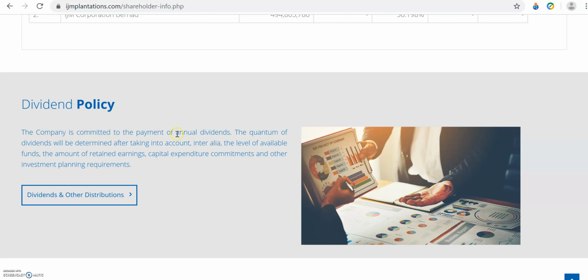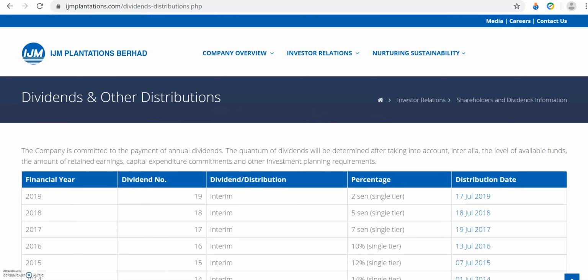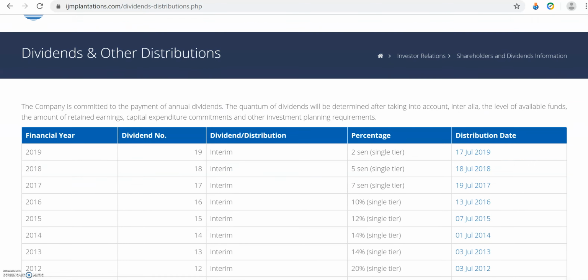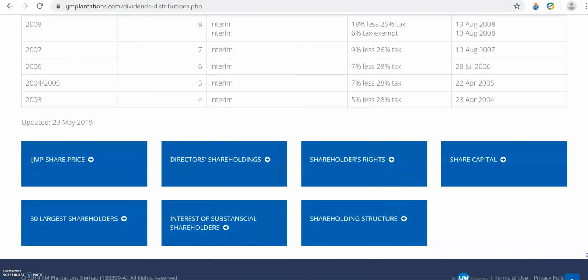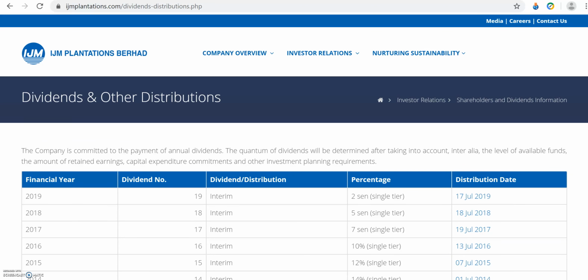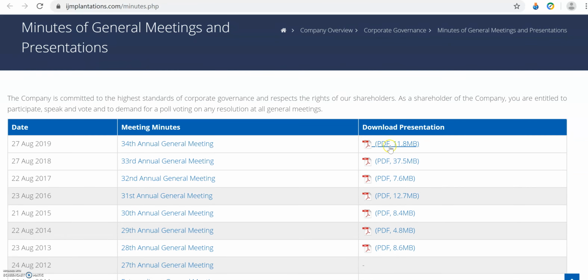The company is committed to making an annual dividend. The quantum of dividend will be determined after taking into account, inter alia, the level of available funds, the amount of retained earnings, capital expenditure commitment, and other investment requirements. So we can have a look at dividends and other distributions. Look here. So these are the interim dividends. These are nice. So all information is here. These are the minutes. You can try to download the minutes.